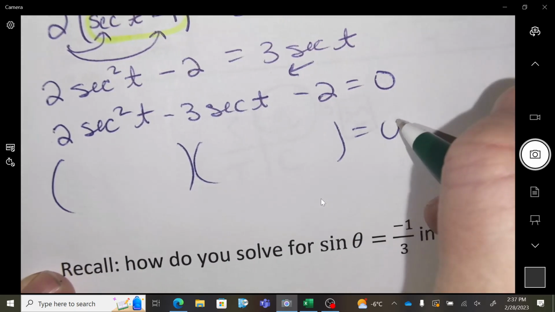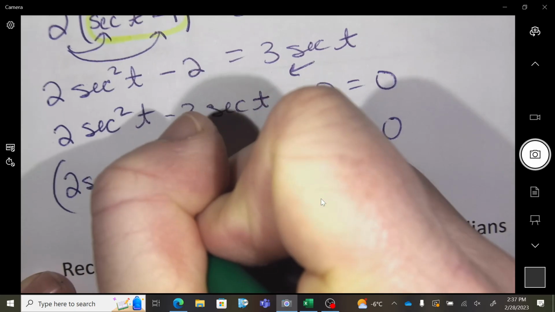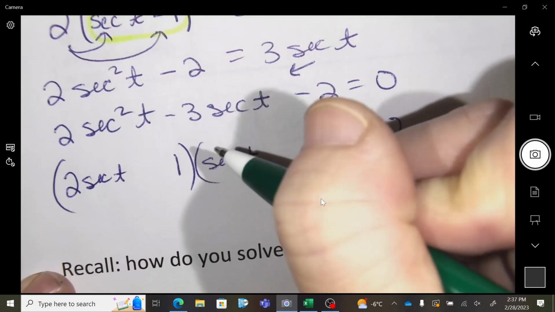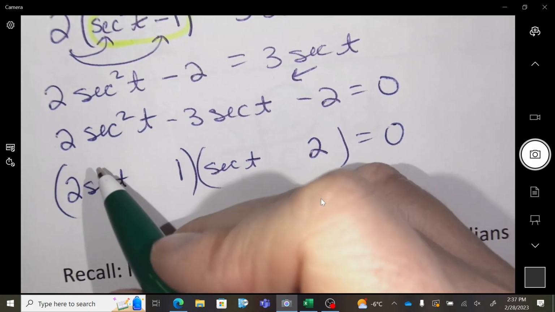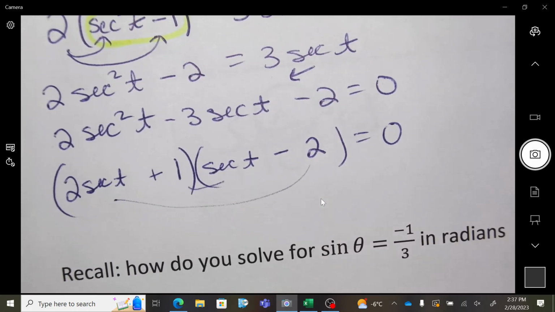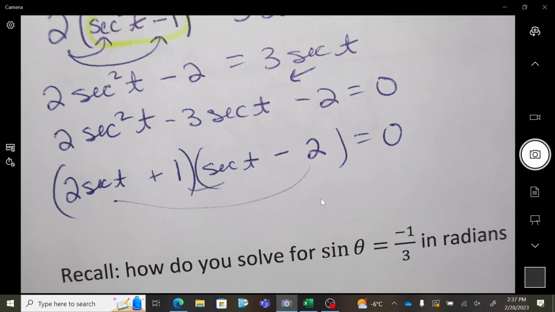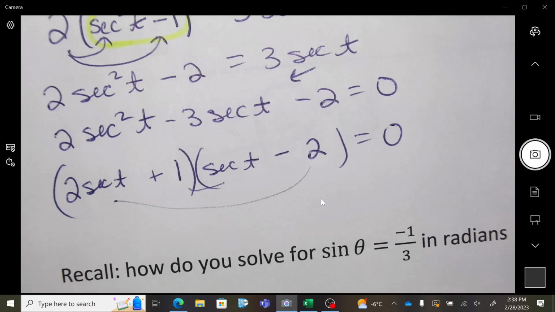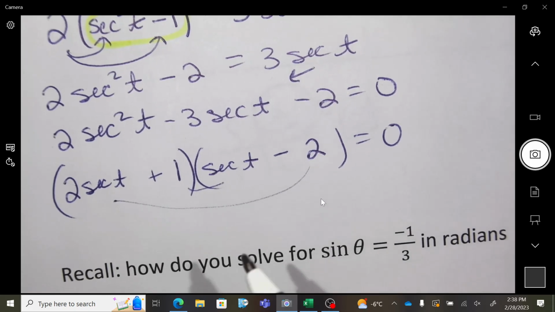I'm going to factor it. I think it's very similar to our last one, right? So I ended up with my negative 4 secants plus 1 secant, and that's how I got to the negative 3. If you can see my negative 4 and a plus 1.